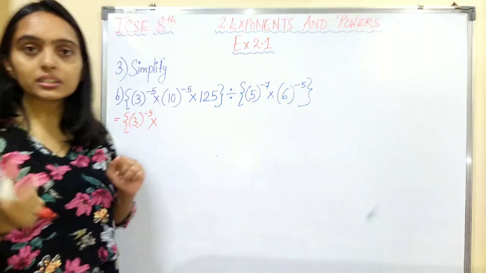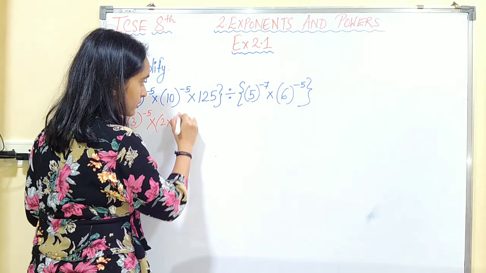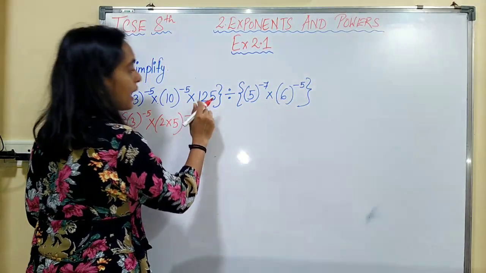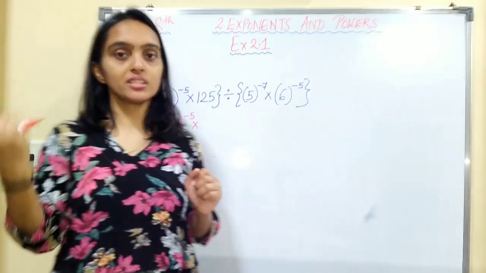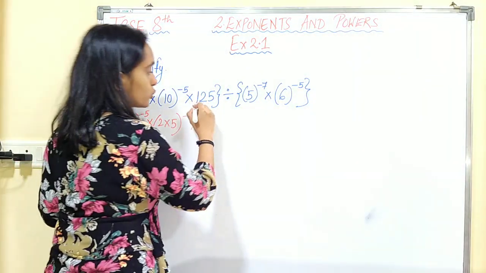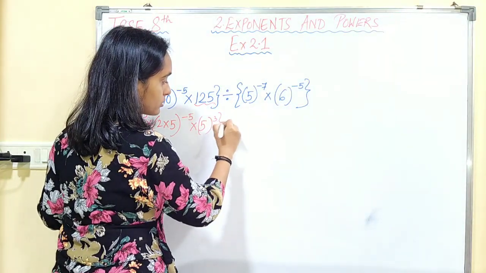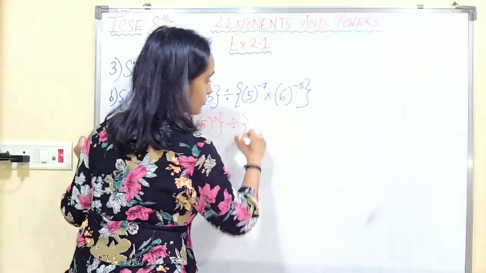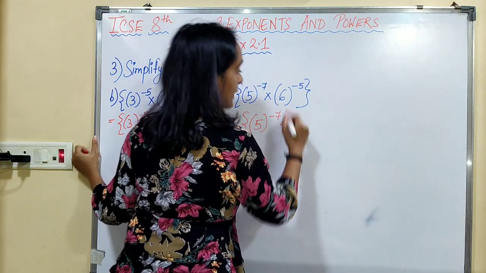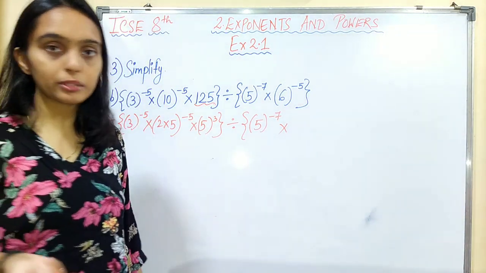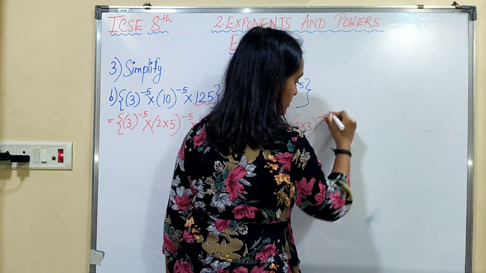Now 10 can be written as 2 multiplied by 5. So you will get 2 multiplied by 5 raised to minus 5, and 125 is cube of 5. 5 5s are 25, 25 5s are 125. So 5 cube. Now here you will keep it as it is, and 6 can again be written as 2 multiplied by 3. So it will be 2 multiplied by 3 raised to minus 5.